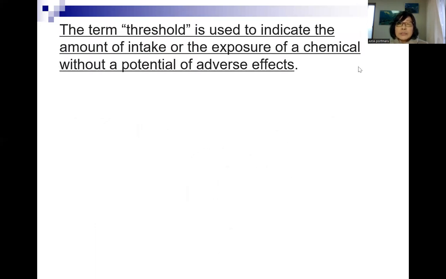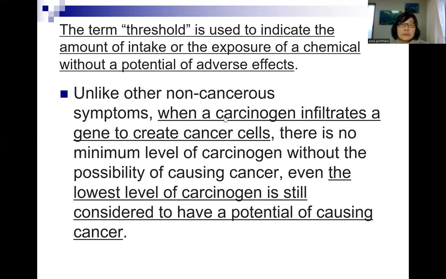The term threshold is used to indicate the amount of intake or the exposure of a chemical without a potential of adverse effects. It's a very important word. Unlike other non-cancerous symptoms, when a carcinogen infiltrates a gene to create cancer cells, there's no minimal level of carcinogen without the possibility of causing cancer. Even the lowest level of carcinogen is still considered to have a potential of causing cancer.